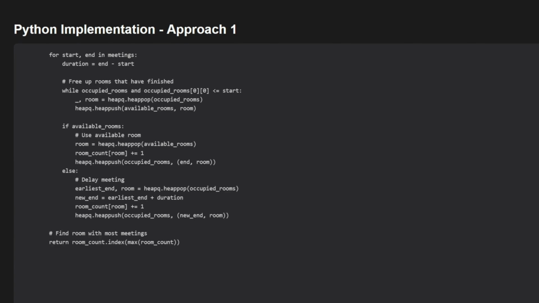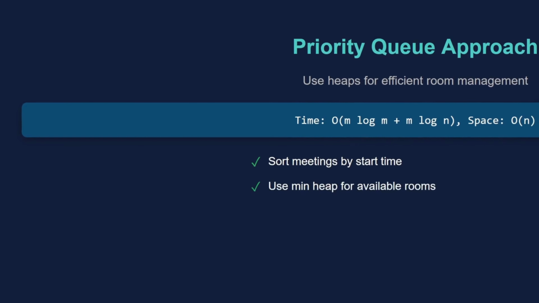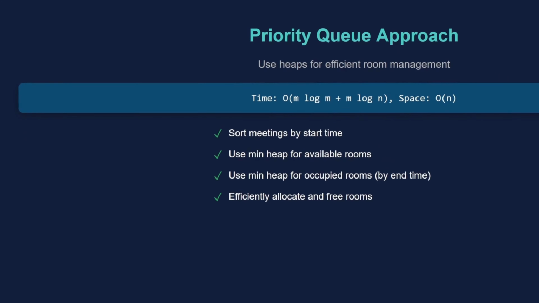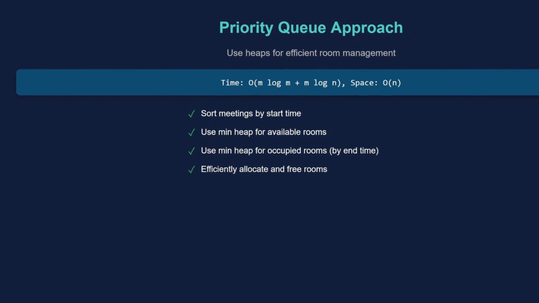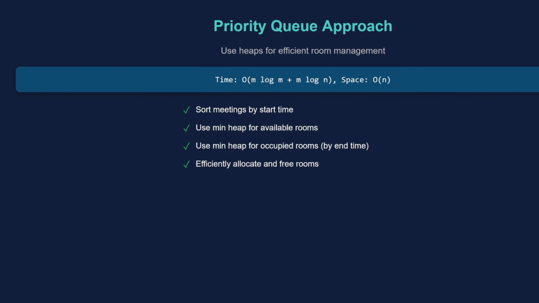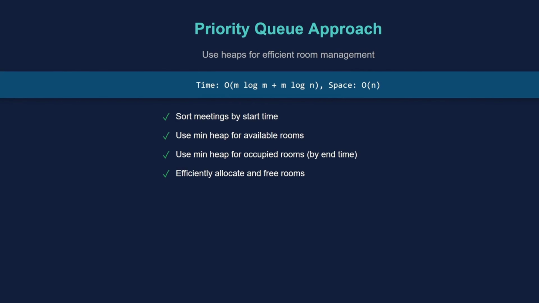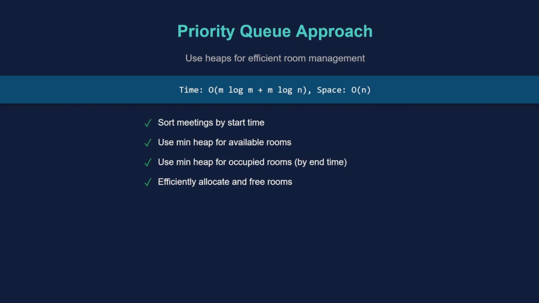Now let's optimize using priority queues, also known as heaps. This is where the problem becomes really elegant. Instead of checking all rooms every time, we maintain two specialized data structures. First, a min heap of available rooms that always gives us the lowest numbered free room in O(log n) time. Second, a min heap of occupied rooms sorted by their end time, telling us which room will be free next. We still sort meetings by start time, but now each operation is much more efficient. The time complexity improves dramatically to O(m log m + m log n), a huge improvement over brute force.